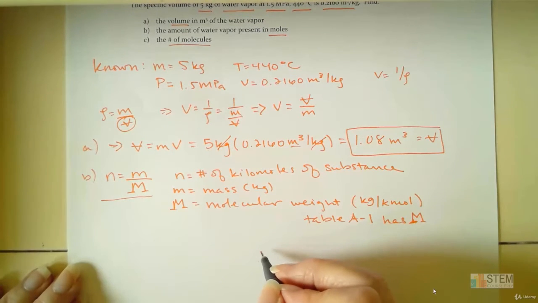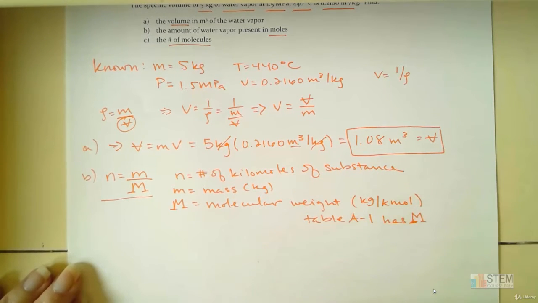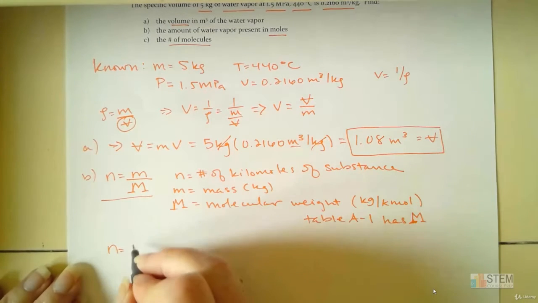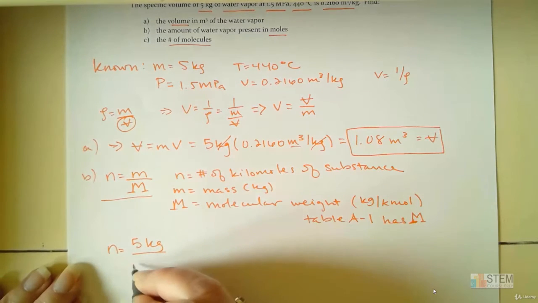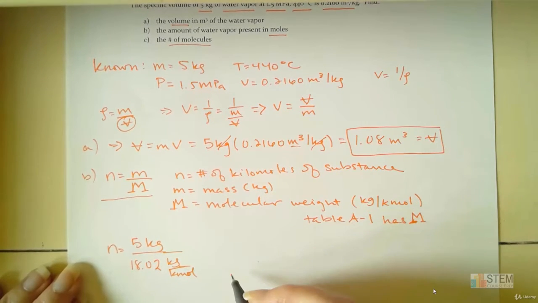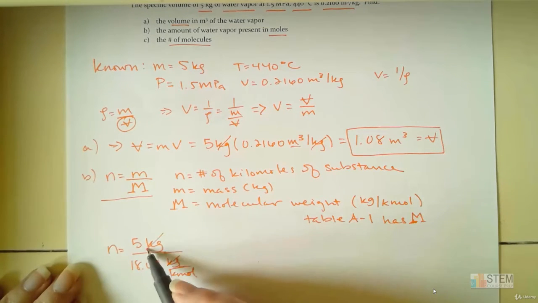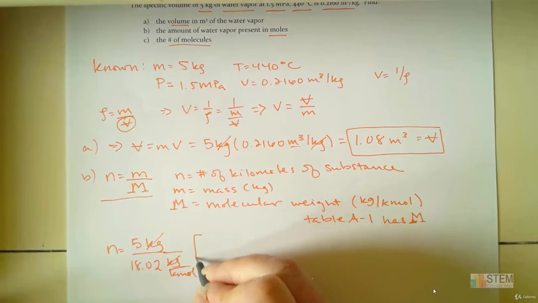Okay, so now let's put it all together and see what we get. So we want to find N. That'll give us the kilomoles, and then we'll work from there to get the number of just moles. So N is going to be our mass, which is 5 kilograms, over molecular weight. For water vapor, molecular weight is 18.02 kilogram per kilomole. So now let's look at our units. The kilograms, those go away. And we're left with kilomole.